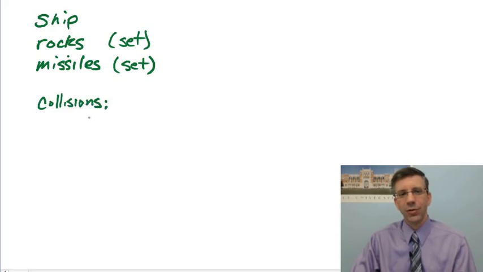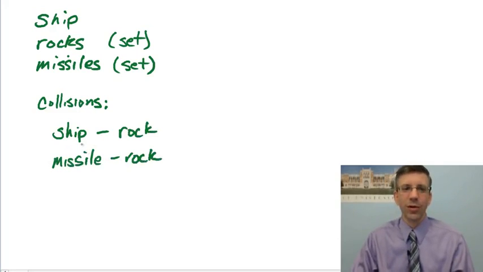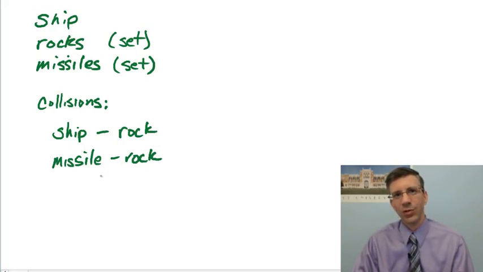All right, now what sort of collisions do I care about? Well, I care if the ship collides with a rock, and I care if a missile collides with a rock. If the ship collides with a rock, you die and lose a life. If a missile collides with a rock, the missile and rock explode and you get points. Okay. This is actually a little bit simpler because there's a single ship and you're checking against a set of rocks, whereas this is a set of missiles checking against a set of rocks. So how does the ship collide with a rock?